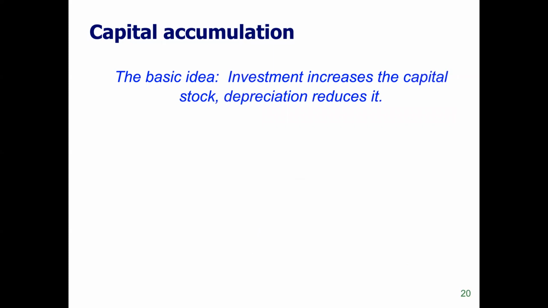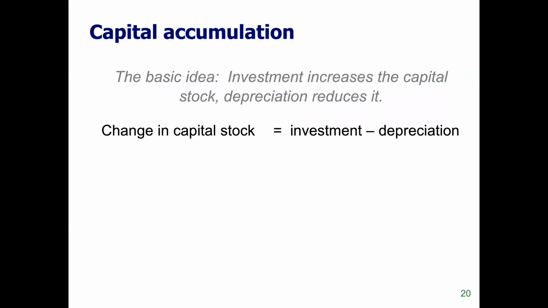Okay, so we can now look at capital accumulation. And the basic idea is that investment increases the capital stock, depreciation reduces it. So the change in the capital stock is investment minus depreciation. Now in the book, Mankiw sometimes uses delta for this, and I may have that in some slides, but you've pretty much all had a bit of calculus, at least, so we can write it as dk/dt, the rate of change of capital per worker over time.